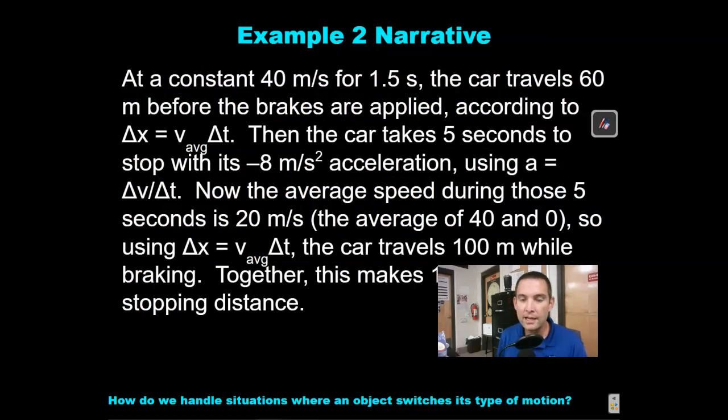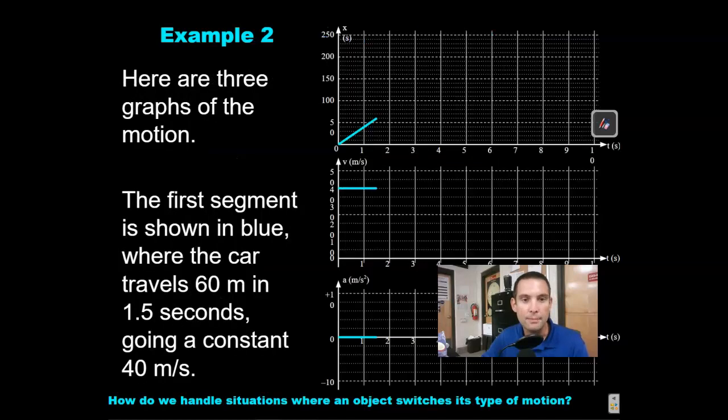Our narrative: at a constant 40 meters per second for 1.5 seconds, the car travels 60 meters before the brakes are applied. According to our displacement with average velocity, then the car takes 5 seconds to stop with its negative 8 meters per second squared acceleration. Using a equals delta v over delta t, now the average speed during those 5 seconds is 20 meters per second, which is the average of 40 and 0. So using delta x equals v times delta t, the car travels 100 meters while braking. Together, this makes 160 meters of total stopping distance.